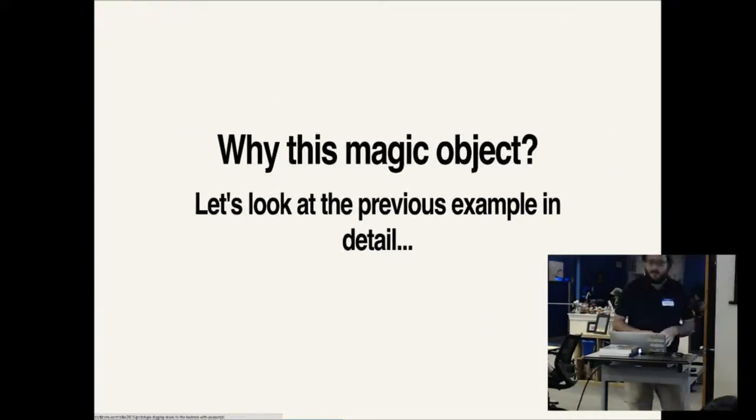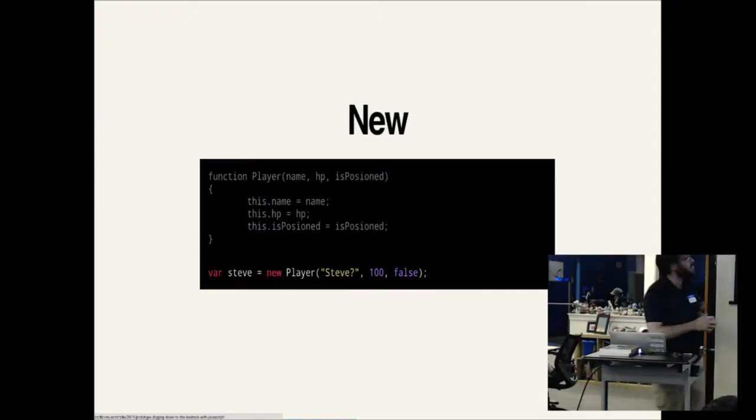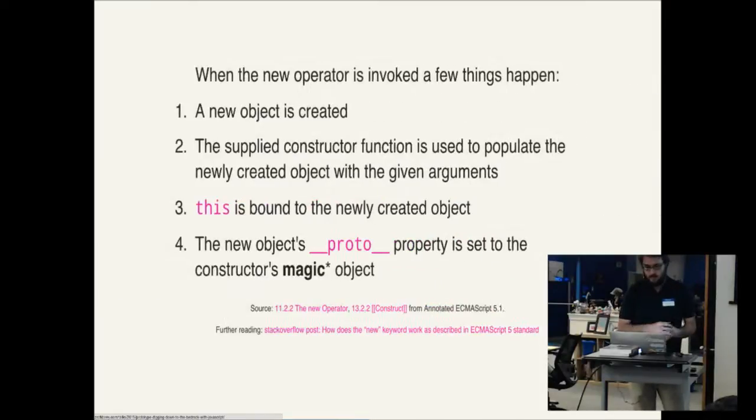So what's the deal with this object? Well, let's focus on new. We already saw this code. This is us making a new player. So what happens when we actually use the new operator? You may not be aware, but there are a couple of things that JavaScript does. First, we make a brand new empty object. Then we populate that object with all the things we passed into the constructor as arguments. We bind this to it, which is outside of the scope of this talk. I don't want to get into it too much. That could be its own talk. And then we set the object's prototype, its __proto__ property, to that magic object.